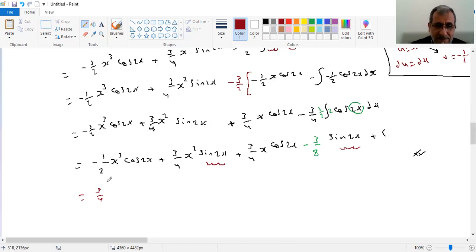3 over 4. Okay. Or we can write this one by 2, multiplied by 2, this one with this one, 2 by 2. I can write it here. So I can write this one as 6x squared, because here I have 8, but 2 by 2 is 6 over 8. 6x squared sine 2x, okay.